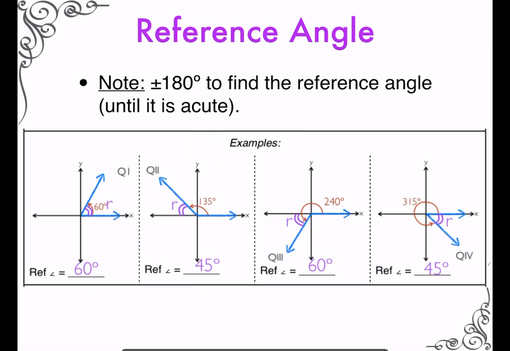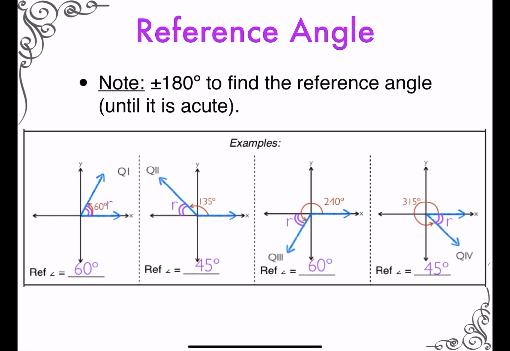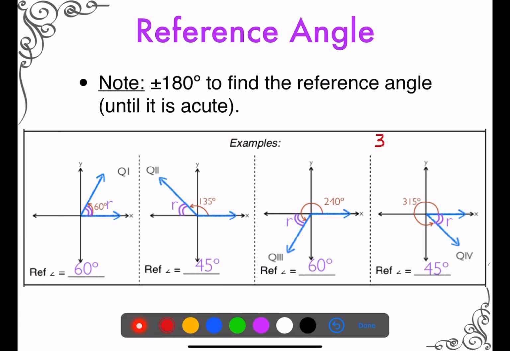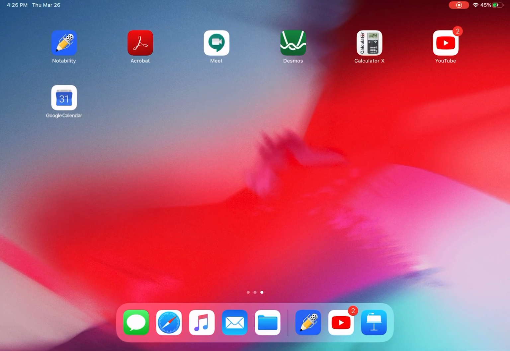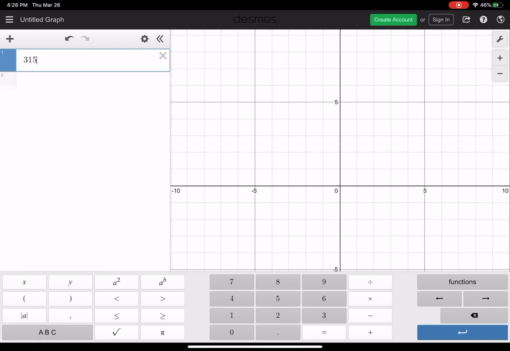All right, finally, for that last example, we had 315. Am I going to add 180 to that or subtract 180? Well, you're right if you said we would subtract 180. So 315 minus 180. If you need your calculator, that's fine. It's not something that I would expect you to be able to do in your head. We get 135.